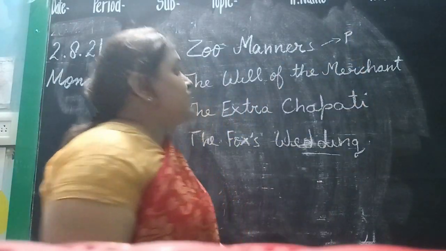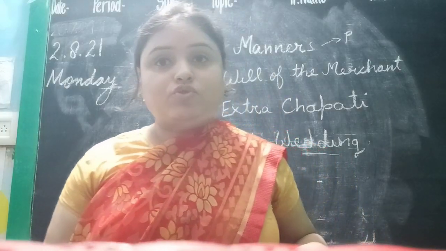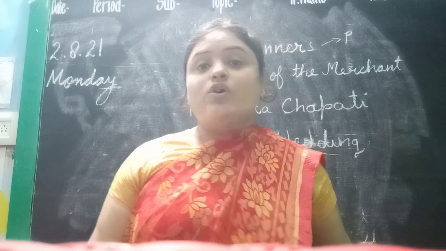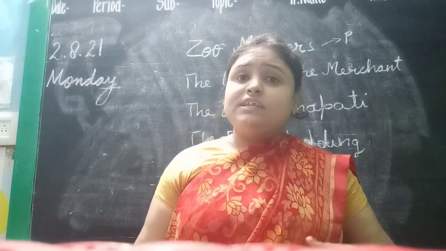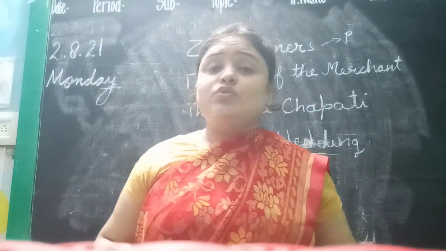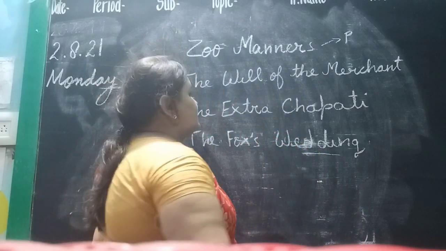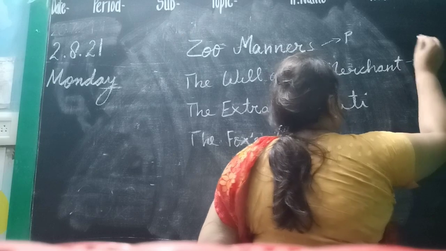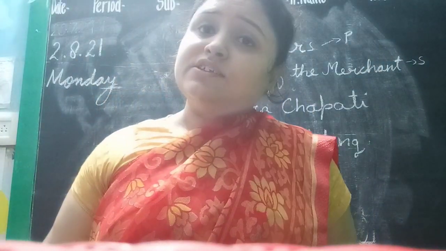Now next is The Will of the Merchant. It is the story about a man who is about to die, and while dying he wrote a will. What was written in the will, and what happened after that? His son was studying outside. When he came back home and got to know about the will, what was his reaction? All these things you will study in this chapter. This chapter you have already studied. It is a story, so just read, complete and revise.